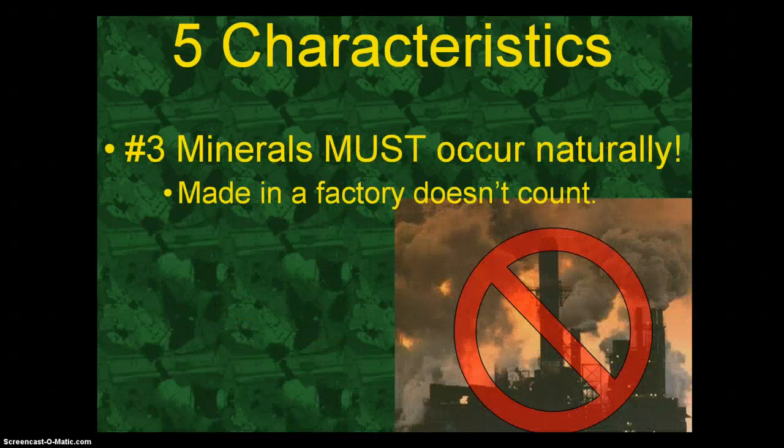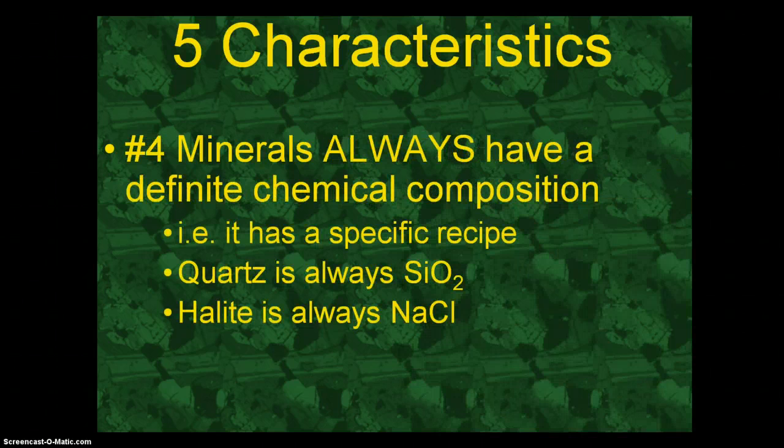Then looking at the third criteria, minerals must occur naturally. So we can't manufacture them, or what I should say is the ones we do manufacture don't count as minerals. So if they were made in a factory, they don't really count. Now the fourth and fifth characteristics here are a little more tricky, but if you follow along, I think this will make some sense.